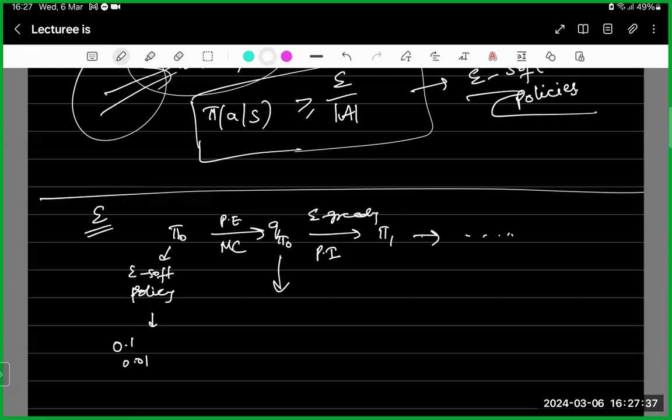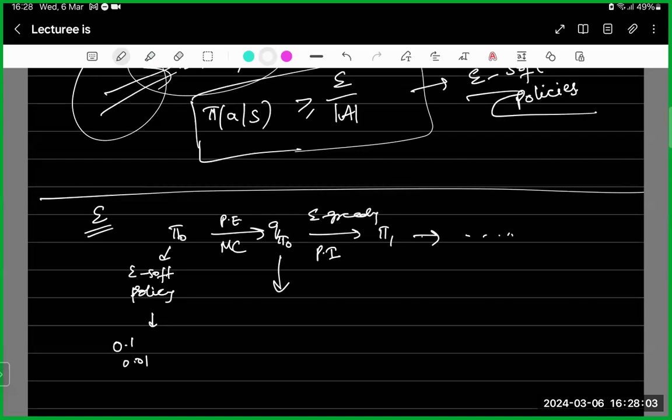So generally in practice, what is done is you just do one episode of interaction and see whatever s comma a pairs you encounter in that. Some s comma a pairs you will encounter, right? In that episode, you just update q pi of s comma a for all those pairs which you see.